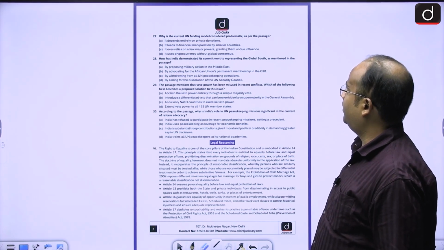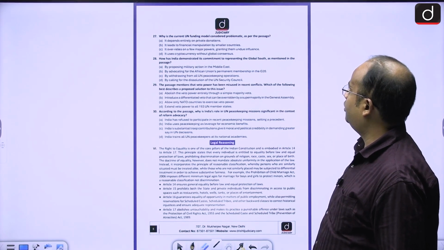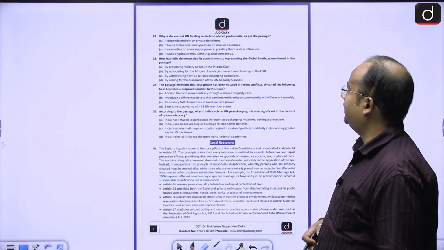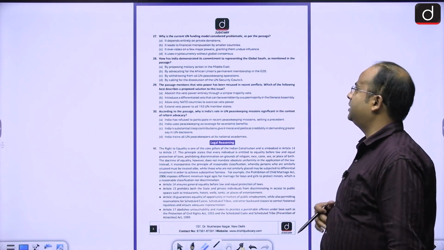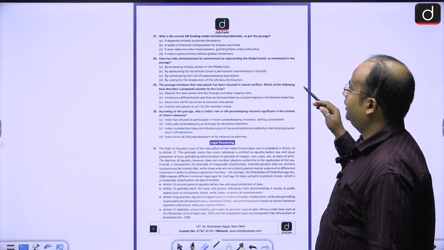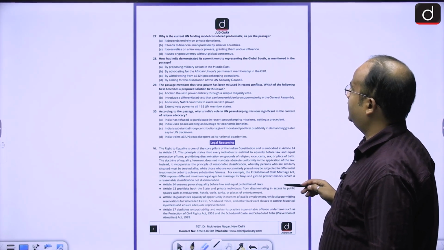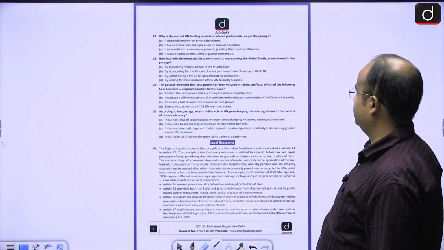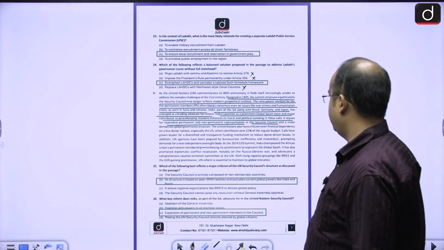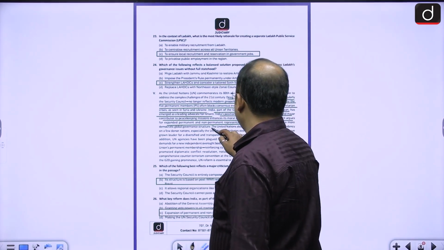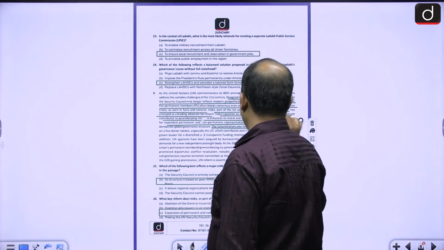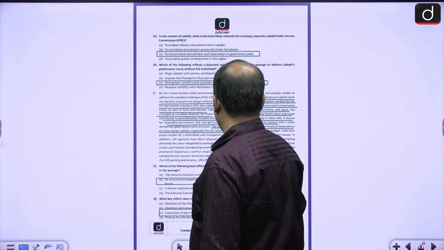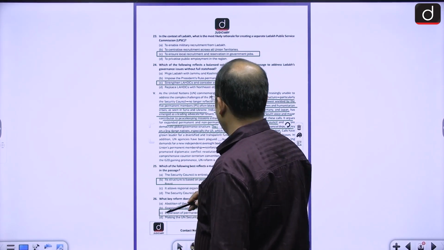Next है दोस्तों कि why current UN funding model considered problematic as per the passage? It depends entirely on private donor. It led to the financial manipulation by smaller countries. It over relies on a few major power granting them undue influence. It uses cryptocurrency without global consensus. अब देखो यहां पर देख लो कि the United Nations also faces criticism on financial dependency on a few donor nations, especially US, which contributes 22% of the regular budget.